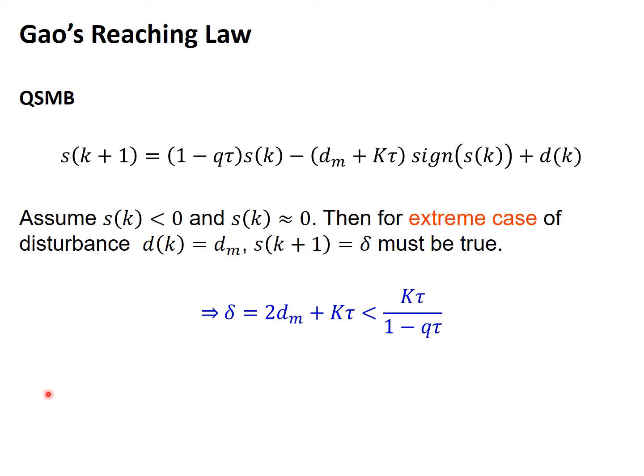So this is how we actually calculate the ultimate band given any reaching law. If any reaching law is given, this is the idea of calculating the ultimate band. We have to always check for the extreme cases to understand what would be the ultimate band. So this is one approach of knowing the ultimate band.